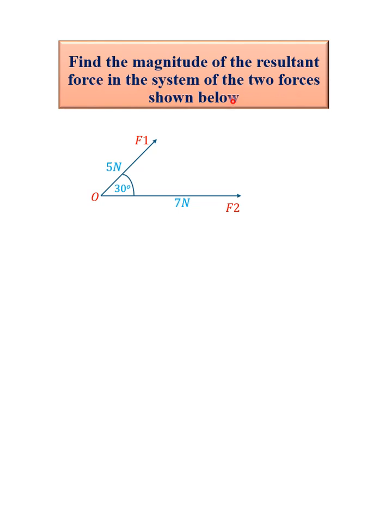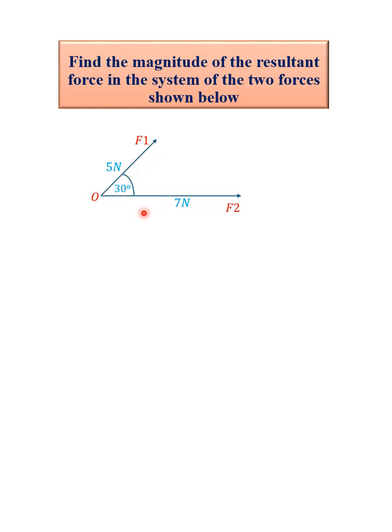We have a question here that says, find the magnitude of the resultant force in the system of the two forces shown below. So this is the system of forces. We have force F1 with a magnitude of 5 Newton and force F2 with a magnitude of 7 Newton acting in this direction and this direction as shown.